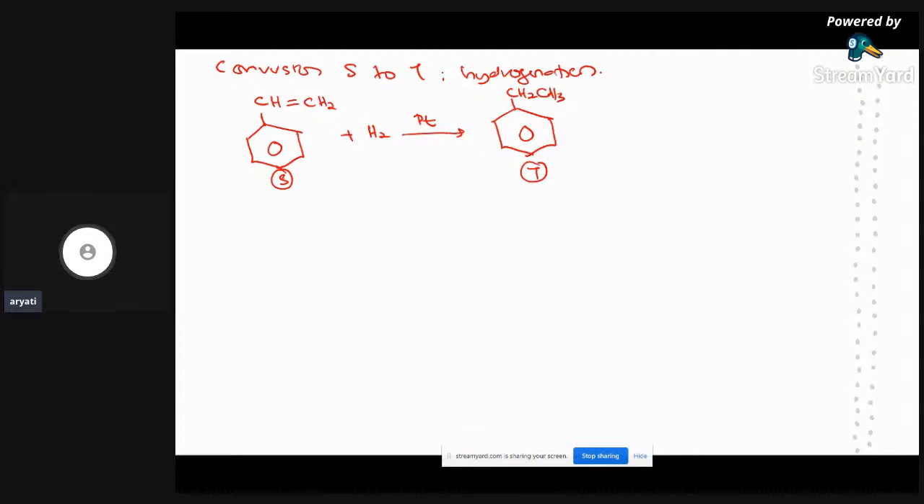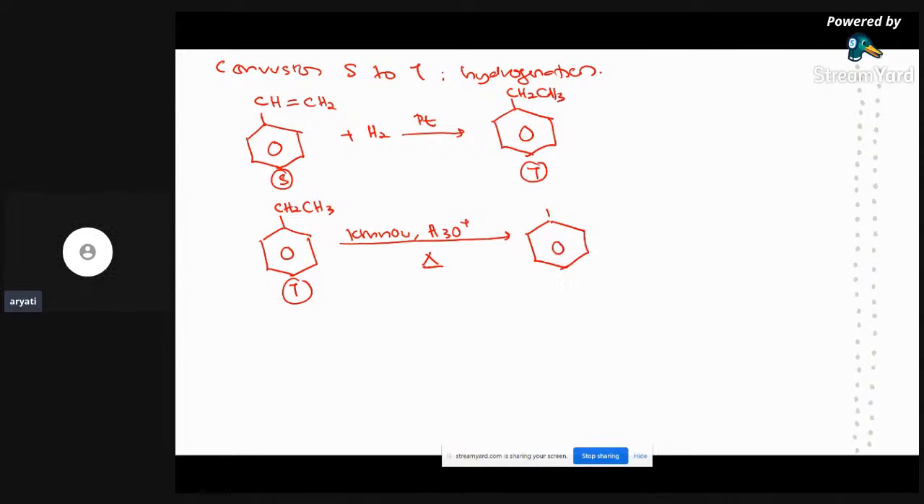Kemudian structure for T, CH2 CH3. So this is structure for T. Okay, react with potassium permanganate followed by hydrolysis, acidic and heat. So dia akan jadi U, which is benzoic acid.